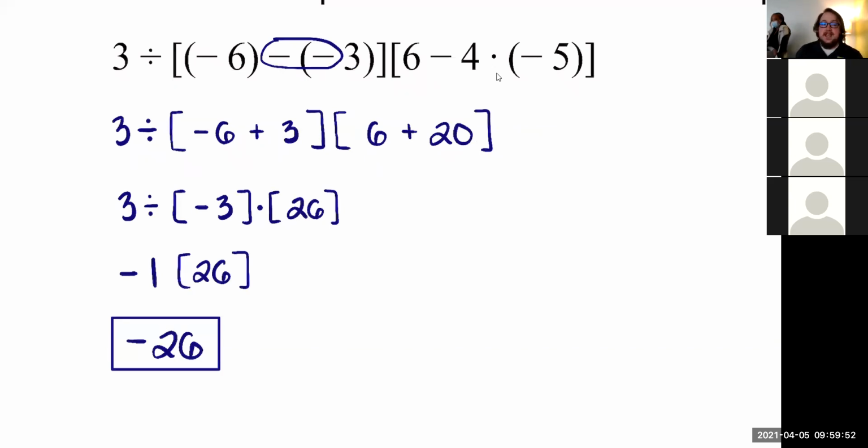So again, the idea here is we've reached the conclusion, we've reached the end of the story, but if I wanted to, I should be able to trace each step back to its previous step before it. So -26, well, that was -1 times 26. Where'd the 26 come from? Oh, it was already there. So where'd the -1 come from? Oh, that was 3 divided by -3, and so on and so forth, all the way back to the beginning.